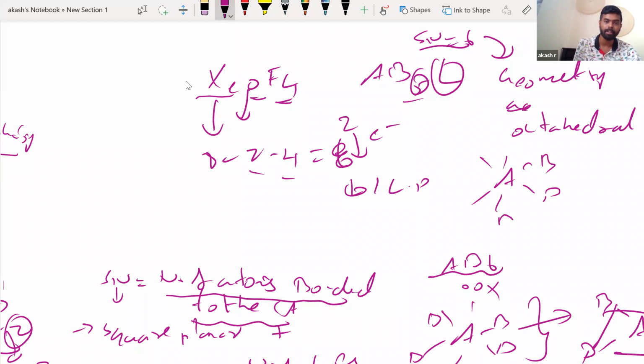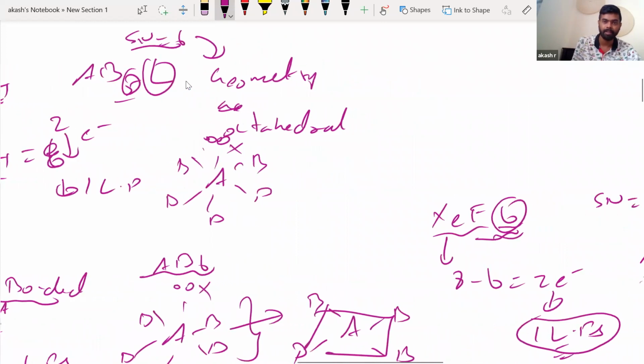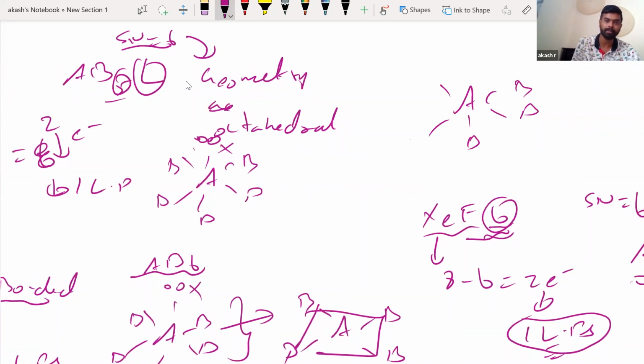Now octahedral, I know how it will look. B, B, B, B, B, and B. Right. Now, what are you doing? It is not AB6, it is AB5L. So you will just replace one of the bonding atoms with a lone pair. Now, forget that this is there. I can write it like this, right? A, B, B, B, B, B, 5 Bs and 1 lone pair, which I'm not writing at all.